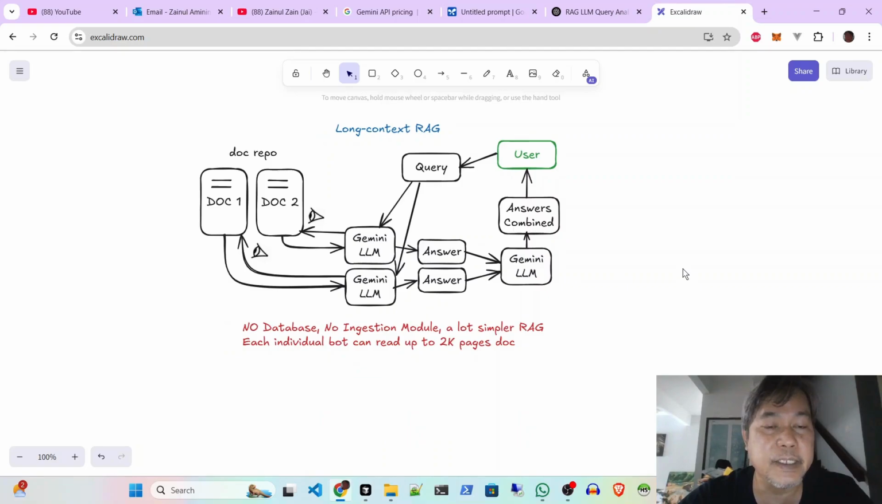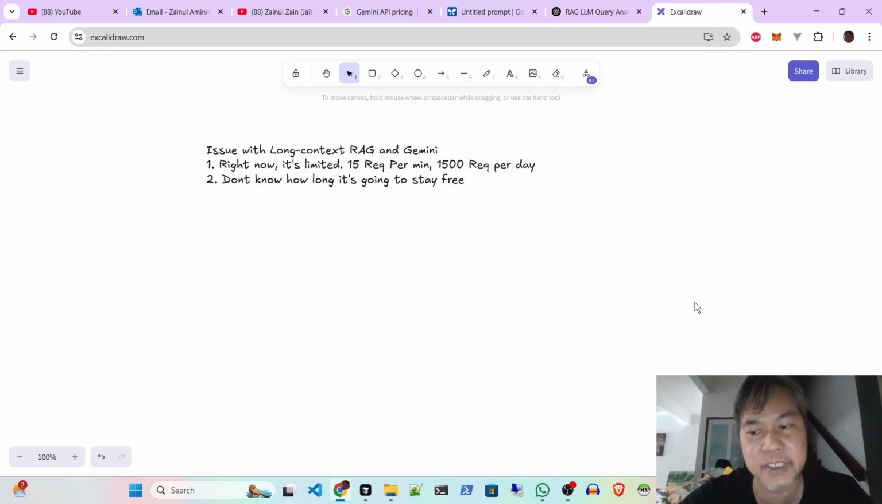So like I said again, the reason I like this is because it's a simple RAG solution that is probably better than a more complicated one with a database and ingestion module, blah blah blah. Even if you want to do graph, then there's an even more complex setup. Right. So again, this is my personal opinion.